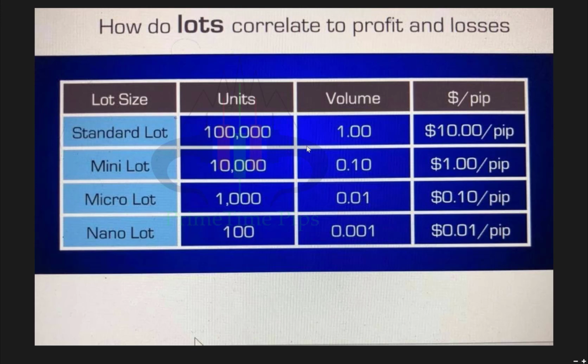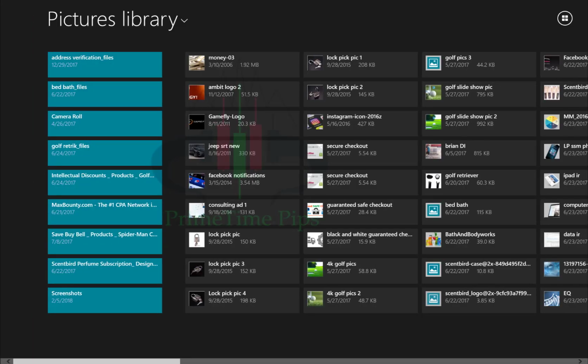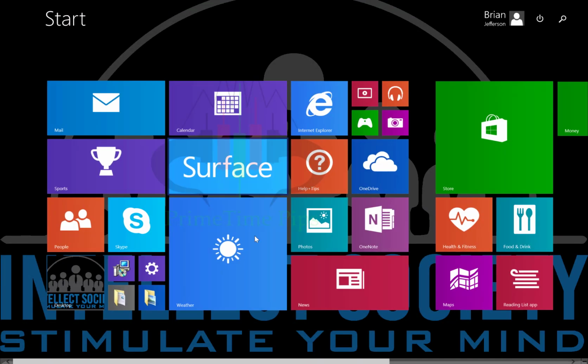So if you hear people talking about standards and minis and micro lots, this is what they mean. Or if they said, "Hey, I did a 1.0 inside of the pound U.S. dollar." Okay, cool, he did $10 per pip, and let's say if I did $10 per pip and I got 80 pips, that's $800. Boom, something simple, right? I'm gonna give you a more live example of what it is.